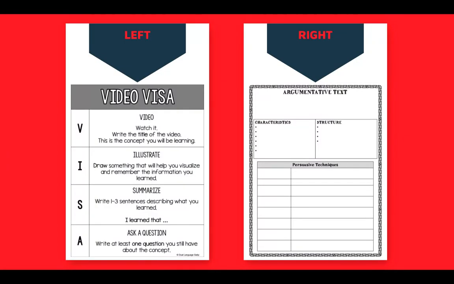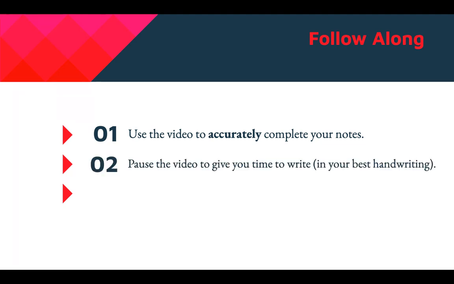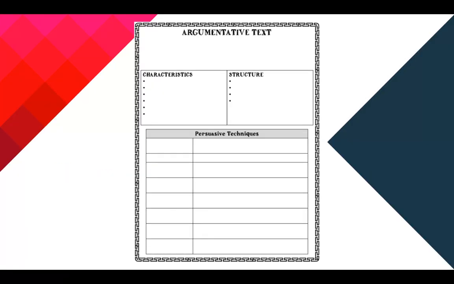Make sure you have your video visa on the left side of your notebook, ready to use to reflect on the video once you're done writing your notes, and that you have your note taker on the right side. Make sure you're following along and using the video to accurately complete your notes. Make sure you pause the video to give you time to write and do it in your best handwriting, because if you can't read it, then you can't use it later. And rewatch the video at least once just to make sure that you didn't miss anything while you were pausing to write. So our note taker looks like this.